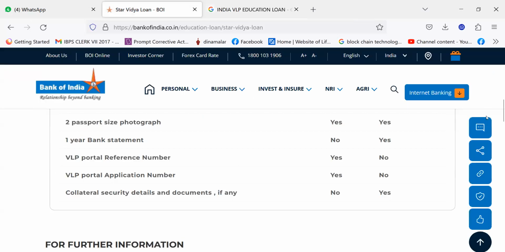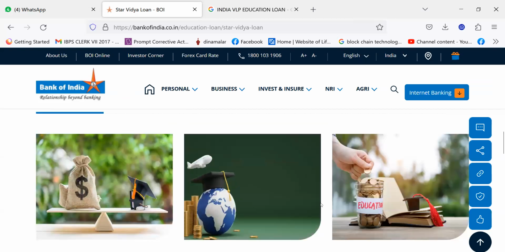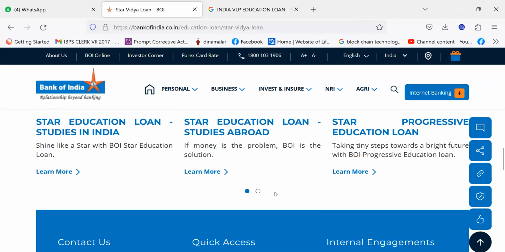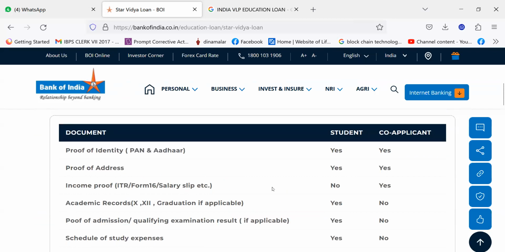Good. Then collateral security, if any. Good. These are the documents to be taken. The loan repayment period will be fixed after the completion of the degree, and all those conditions you have to mention. So very good. Thank you so much.